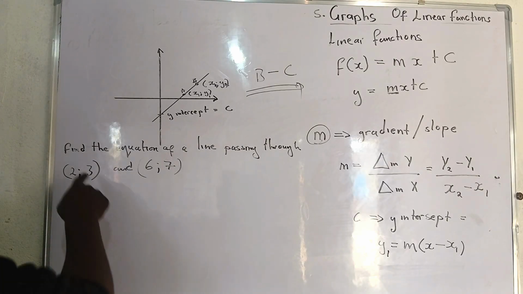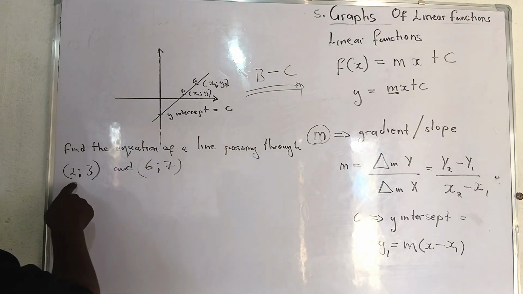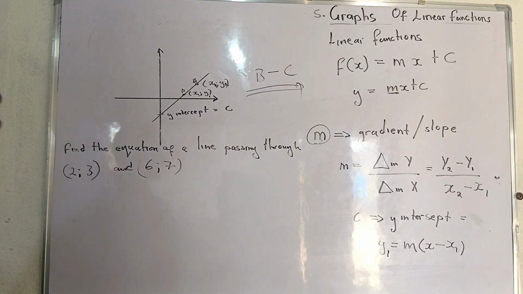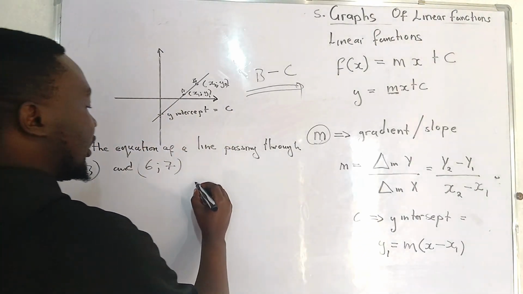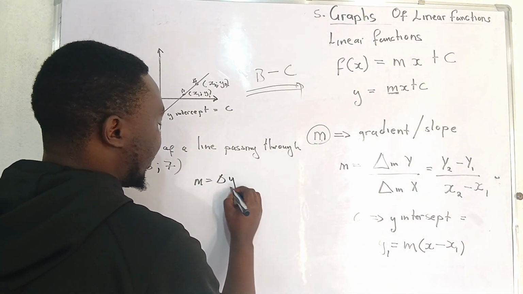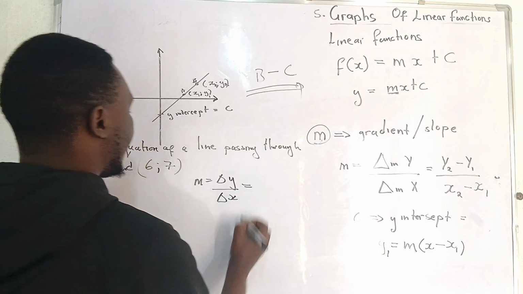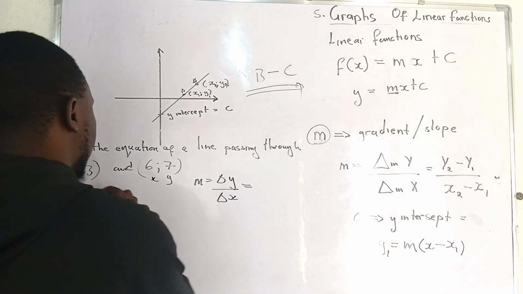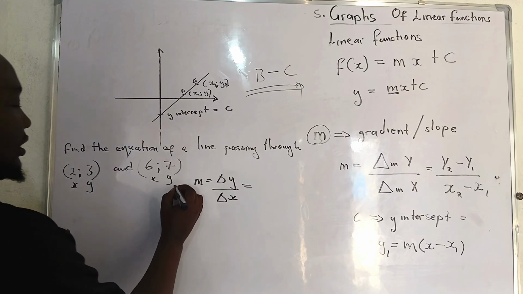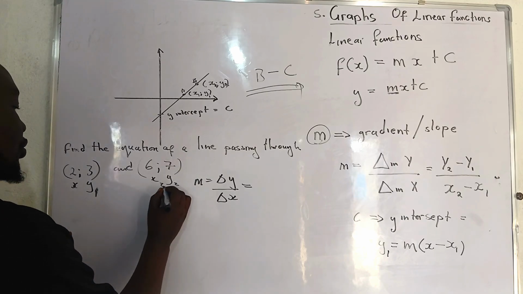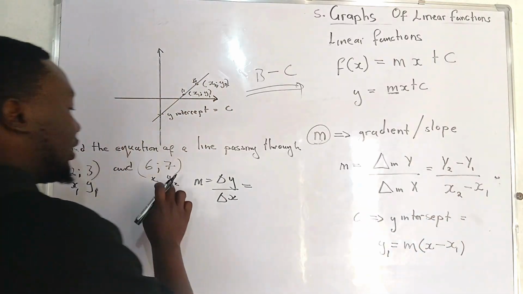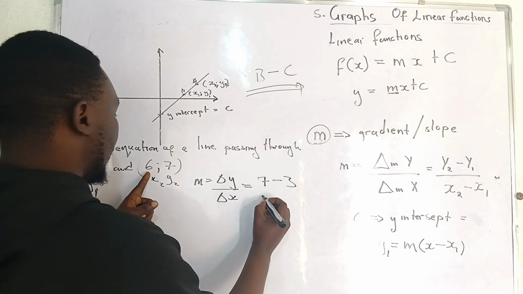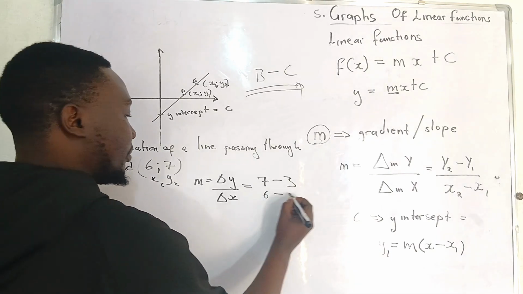If you are given, find the equation of a line passing through point (2, 3) and point (6, 7). So first of all, we find m, the gradient of the line. So m is given by change in y over change in x. This is y2, y1, x2, x1. So we plug into this formula: y2 is 7 minus y1, 3, over x2, 6, minus x1, 2.